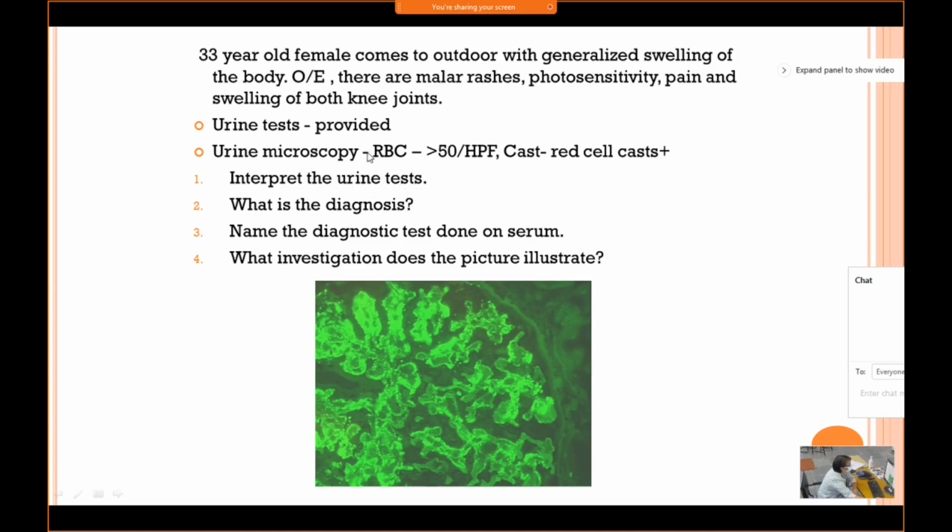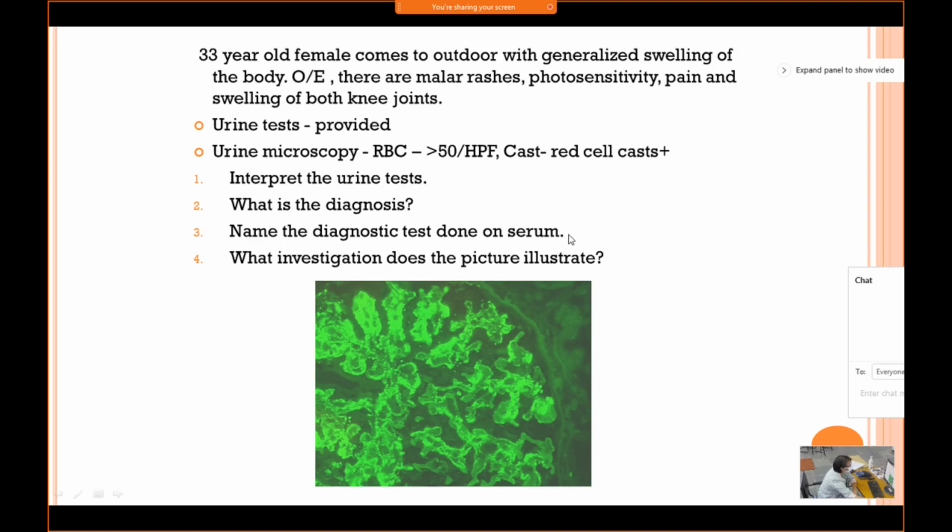The urine test, we will provide a protein. In SLE, there is definitely proteinuria. So heat test will be given, 2 or 3 plus proteinuria will be provided, and you have to interpret that. Name the diagnostic test done on serum. This I think you know. We do anti-nuclear antibodies, and the diagnostic test is anti-double-stranded DNA.